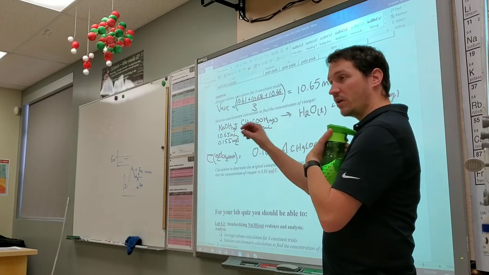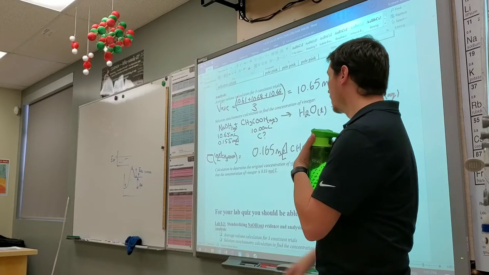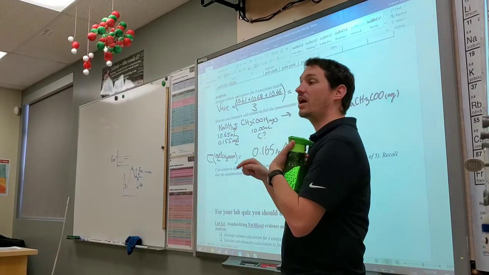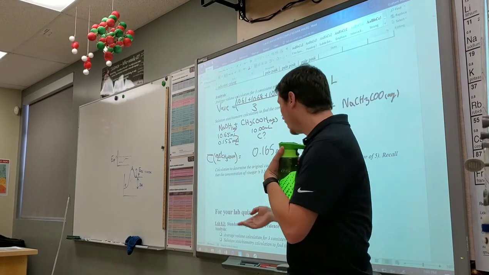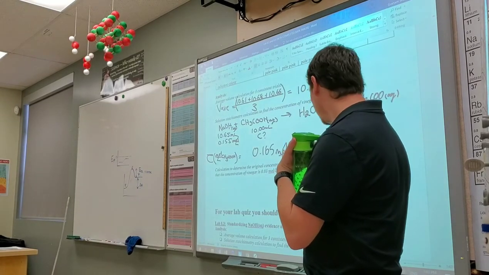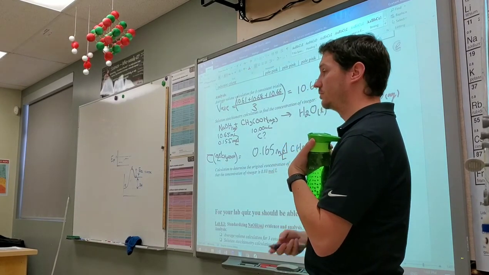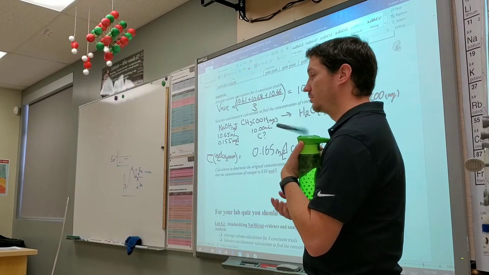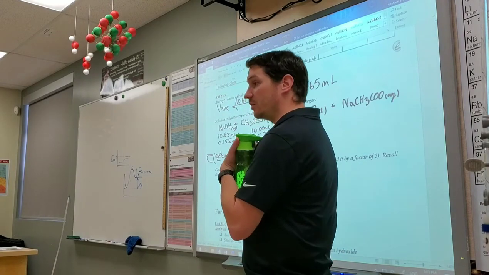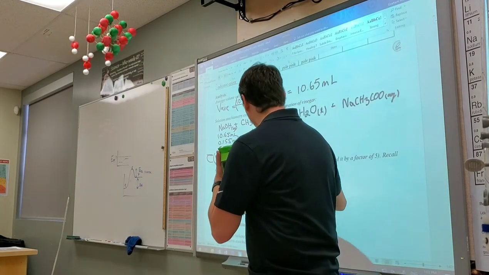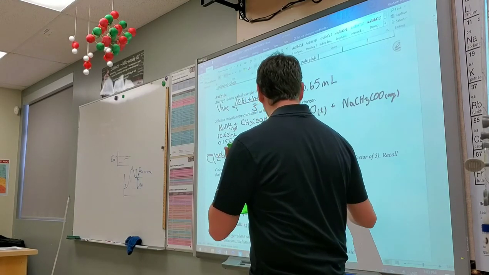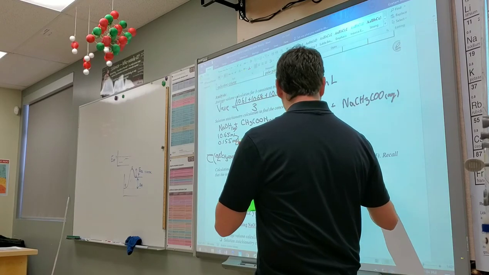Okay, and then, do you remember taking the vinegar out of the bottle yesterday and diluting it? You took 10 milliliters, but you did that twice. So that's a 5 times dilution. What that means is we measured a concentration 5 times less than it is in reality. So take this number and multiply it by 5. So what I measured when I did my lab, I got 0.825 moles per liter of acetic acid.